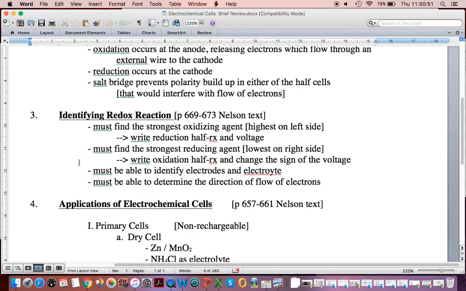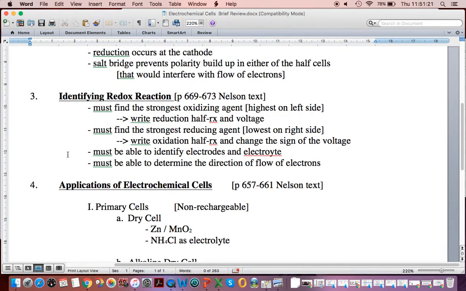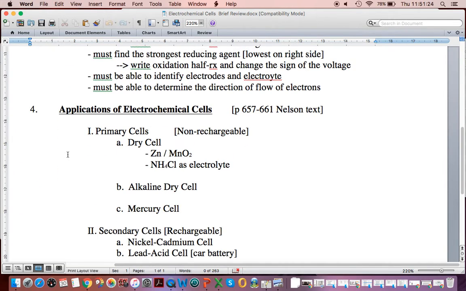Identifying redox reactions. Well, that goes back to an earlier section on predicting redox reactions. You have to use your table of reduction potentials. You come down the left to find the chemical that's highest, so it's most likely to be reduced as the strongest oxidizing agent. You do the same thing on the right of the chart, except you come up from the bottom on the right and see what you hit first, and that is the most likely chemical to react, and you combine them to get your overall reaction and to calculate your cell potential.